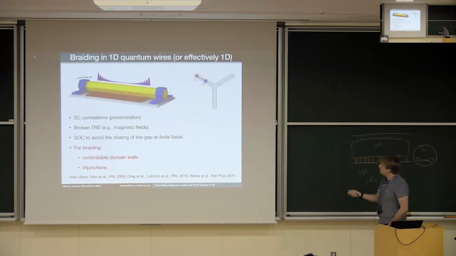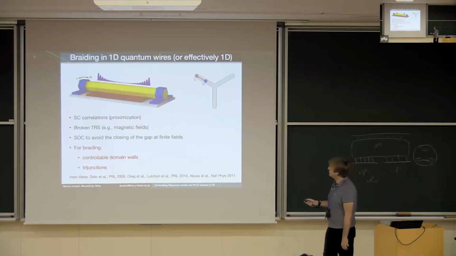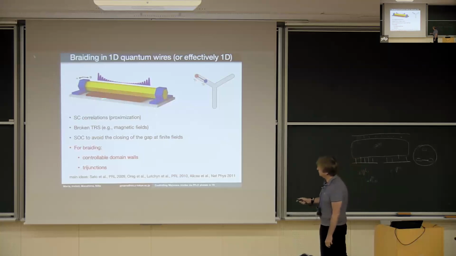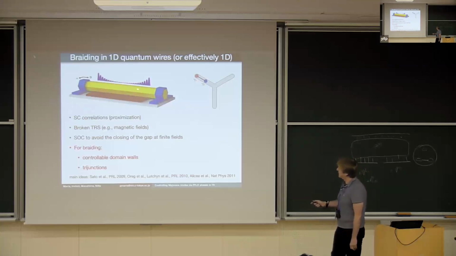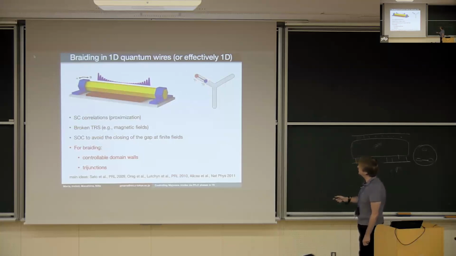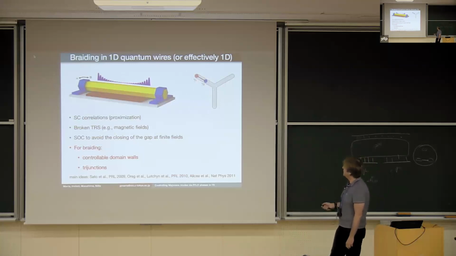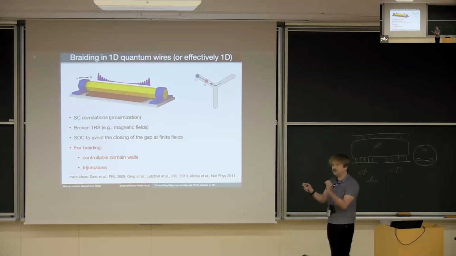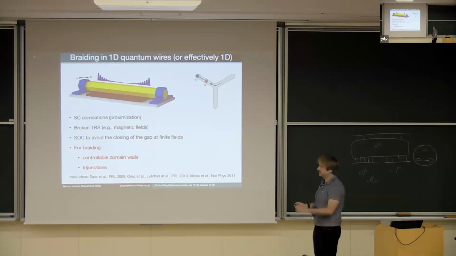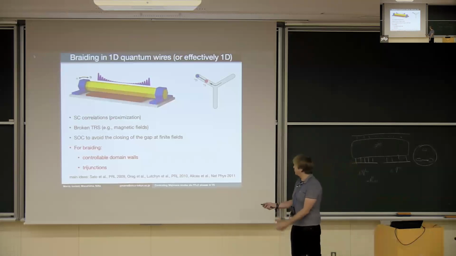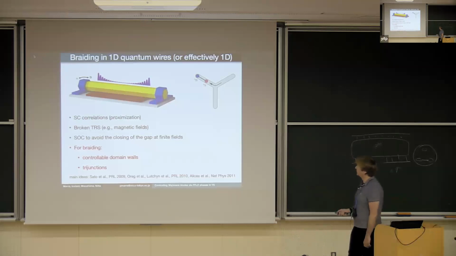So how do you braid, how do you exchange these Majorana modes? You have a topological superconductor, like a one-dimensional superconductor with superconducting correlations and broken time-reversal symmetry, and you want to control the domain walls, and maybe you arrange these one-dimensional wires in T junctions. Basically you can move these domain walls and exchange these two particles. This is the main idea to build a topological quantum gate with one-dimensional superconductors.